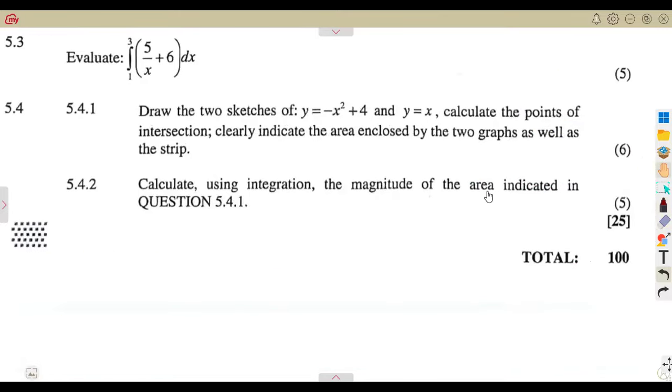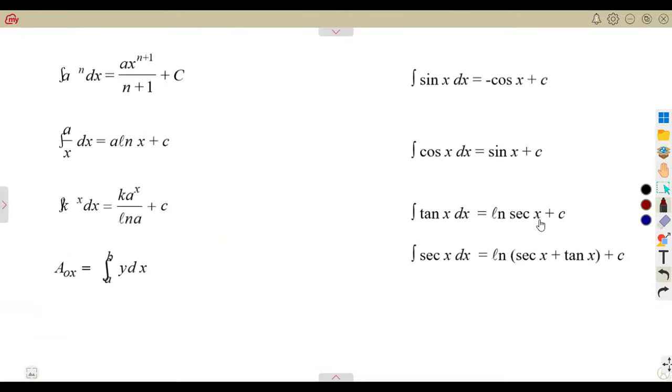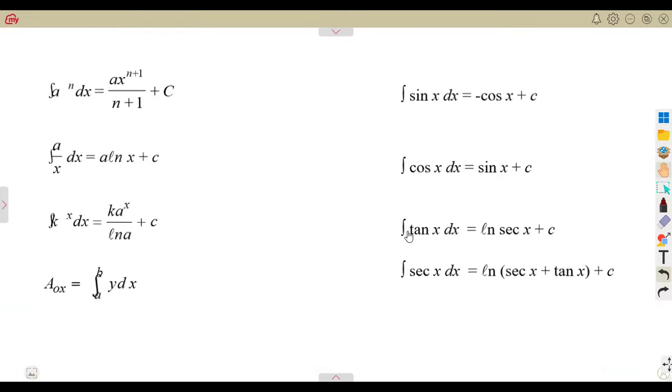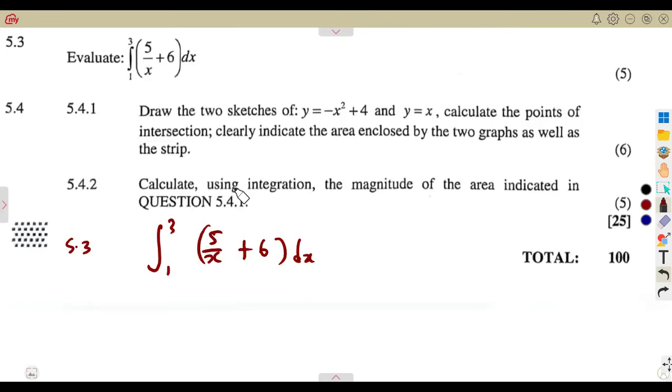Fine. Then 5.3, you're asked to evaluate this with the limits. That is 5 over x plus 6 with respect to x. So remember that we can integrate k over x to obtain k ln x. If it is a over x, it's going to be a ln x. So there we are given a represented by 5. So we can integrate this. That is going to be 5, the ln of x.